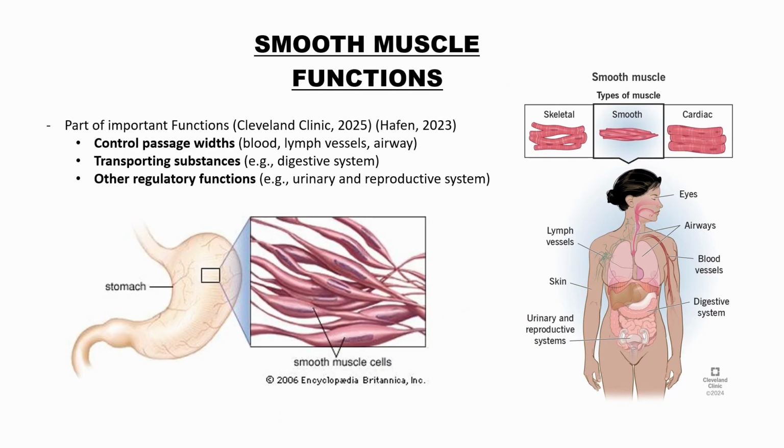Smooth muscle helps with important functions of the body, such as controlling the passage widths in the blood vessels or the airway. It helps transport substances, for example, food in the digestive system, and much more, for example, the reproductive system.